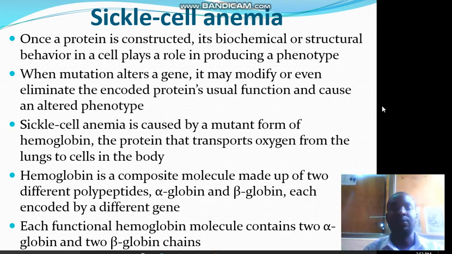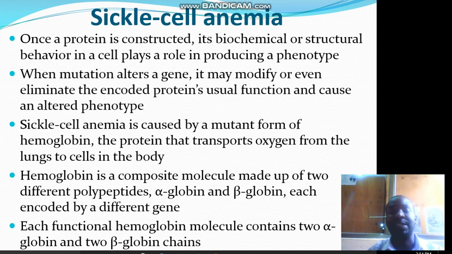Okay, let's continue with our discussion of details about sickle cell anemia. We have previously seen that when a protein is formed, its biochemical and structural properties or behavior within the cell play a very big role in producing the physical characteristics of the phenotype of the individual.